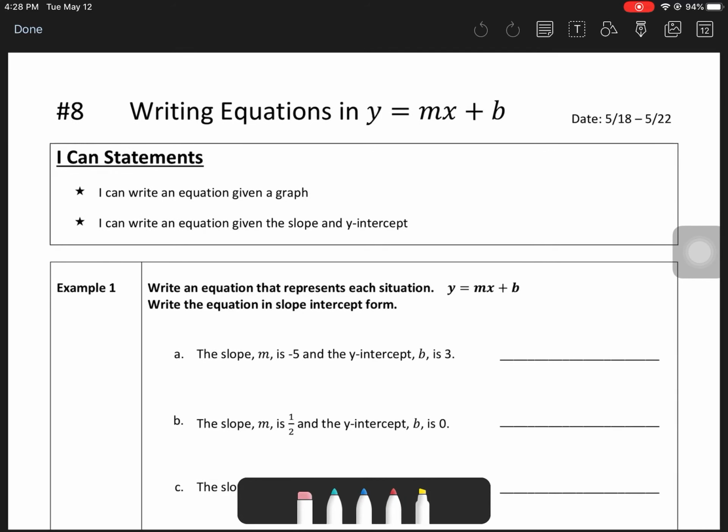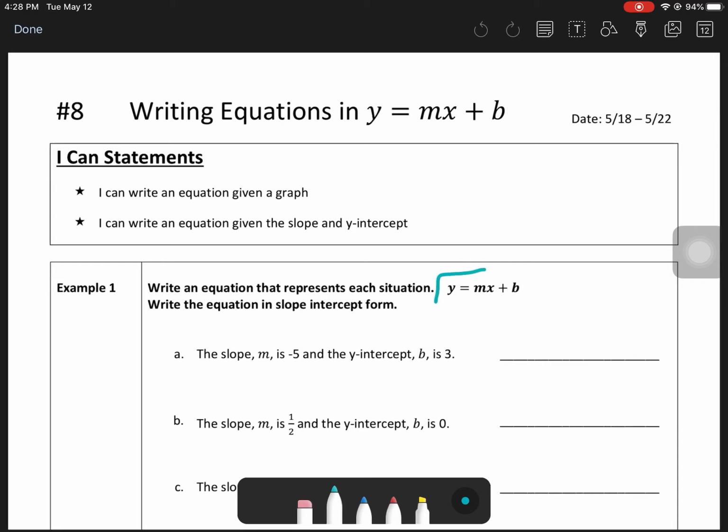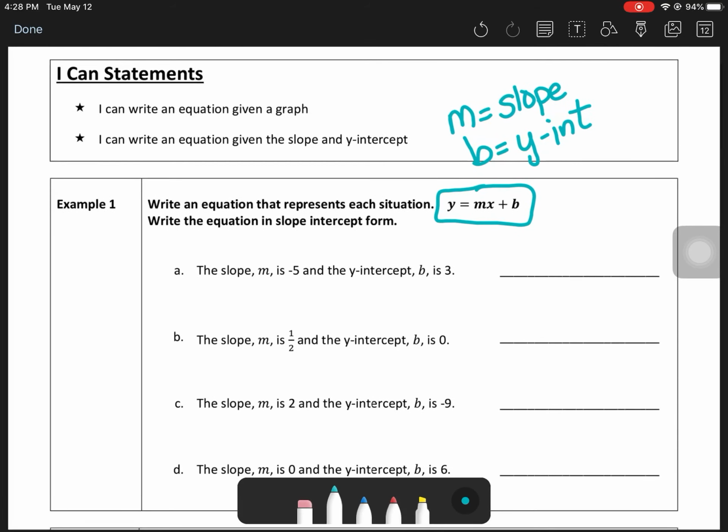In this lesson, we are going to practice writing equations of a line, and it is going to be in the form of y equals mx plus b. Please remember that m is our slope, which is the angle of our line, and b is our y-intercept, where our line crosses the y-axis. The first examples are very easy. We're just putting the numbers where they go in the formula.